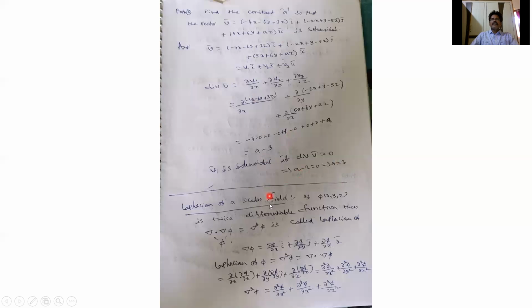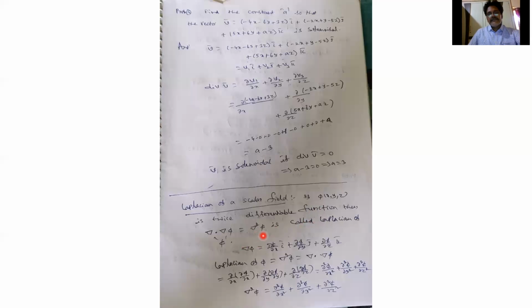Next, the Laplacian of a scalar field. If phi(x, y, z) is a twice differentiable function, that means it has a second derivative, then del dot del phi, which can be written as del square phi, is called the Laplacian of phi.